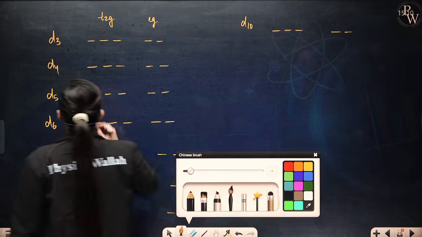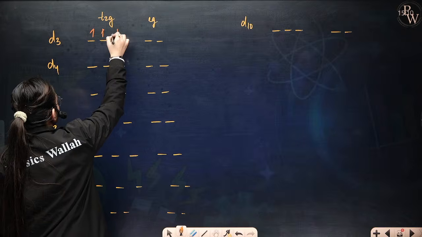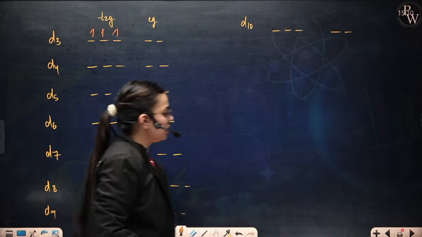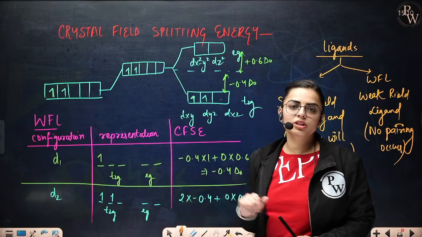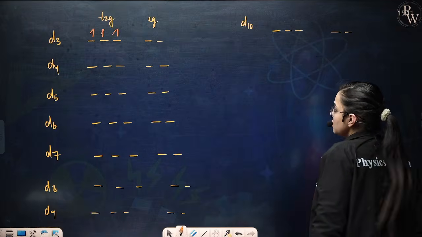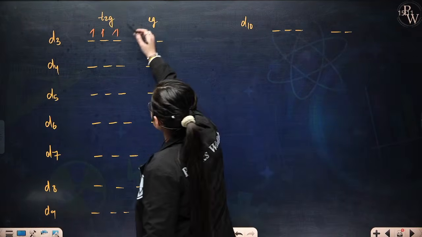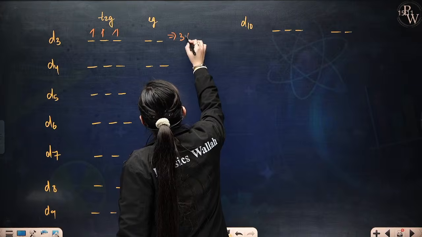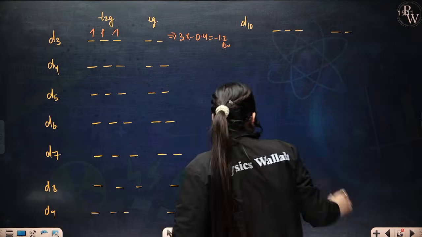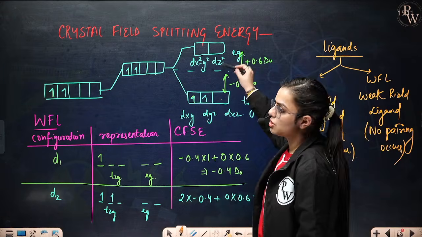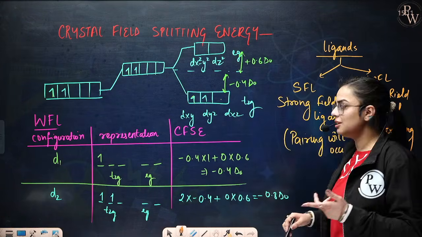In D3, initially it will be filled 1, 2, 3. T2G are the lower ones. Here I am not making this diagram again and again. T2G refers to this one, EG refers to these two. Okay. So in this case, 3 electrons, see T2G value has what? 3 into minus 0.4. So minus 1.2 delta naught, this value. This is 0 because there is no electron. The 3 electrons were automatically filled over here.